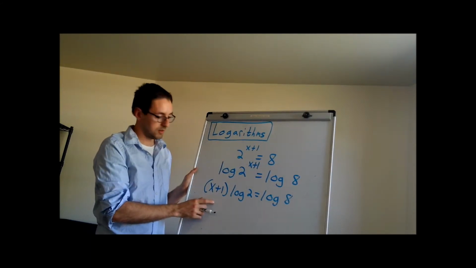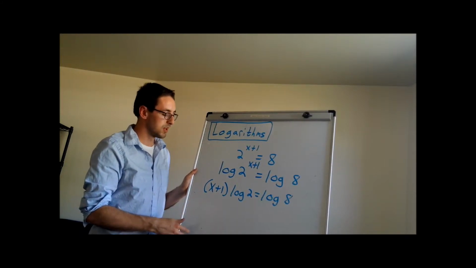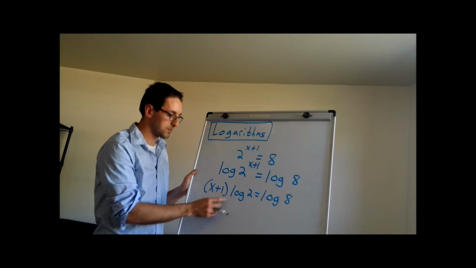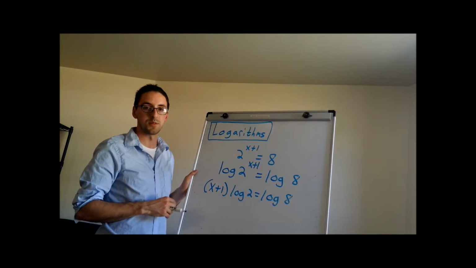X plus 1 comes down, and now it's being multiplied instead of being stuck there in the exponent's position. And notice how I put it in parentheses. We need to use the distributive property because this has to multiply to both of these numbers.